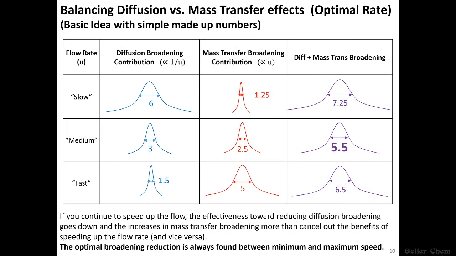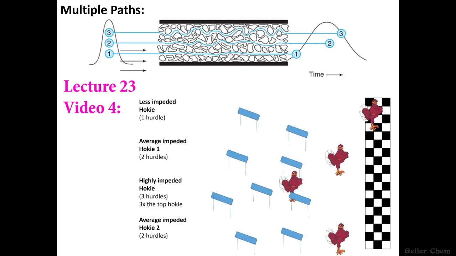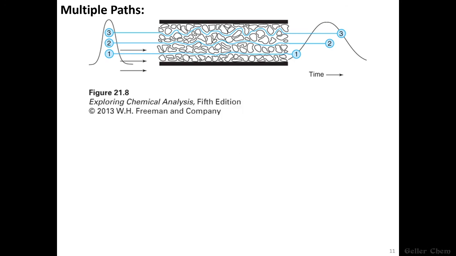Now we have one more major broadening mechanism to cover, and it's called multiple paths. And this arises in any column that is packed randomly with these stationary particles that we've been discussing. When we have this random distribution of particles, it'll turn out that some solute particles just happen to have an easier path through this maze of particles than others which have to travel, say, like this, and they're just going to take longer to get out. And we actually discussed this concept in an earlier video when I gave that hokey hurdle analogy, although we didn't call it by this name. So now let's write this down officially.